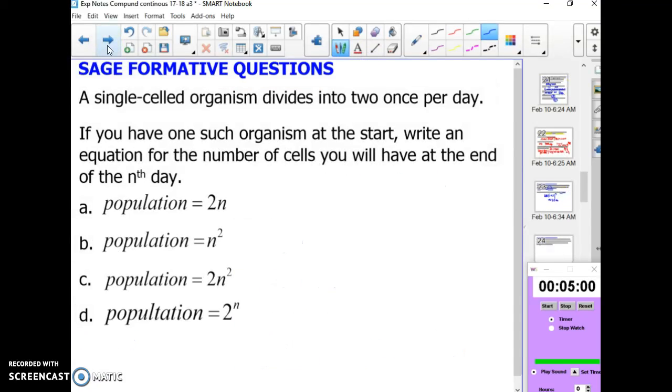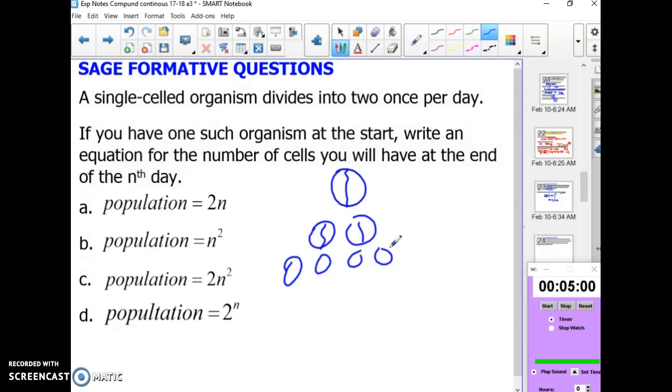Next one. A single-celled organism divides into two once per day. So I start with 1 cell, and then it's going to split down the middle. So then I'm going to have 2 cells, and then those are going to split, and then I'll have 4 cells, right? If you have one of these organisms at the start, write an equation for the number of cells you'll have at the end of the day.